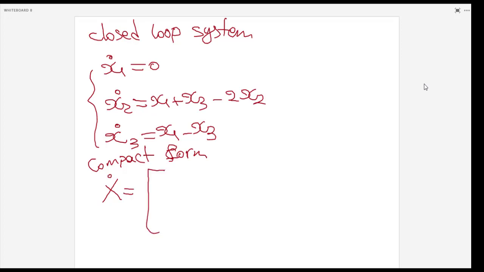The compact form x dot equal to minus L times x, where the matrix is 0, 0, 0, 1 minus 2, 0, 1, 0 minus 1. Okay, this is minus L. That's finished this example.